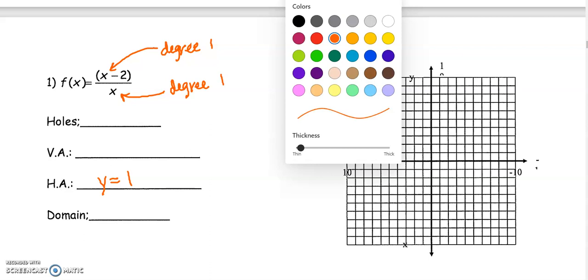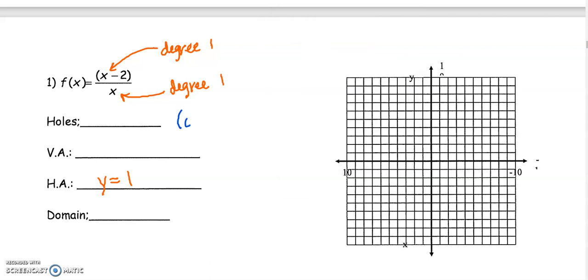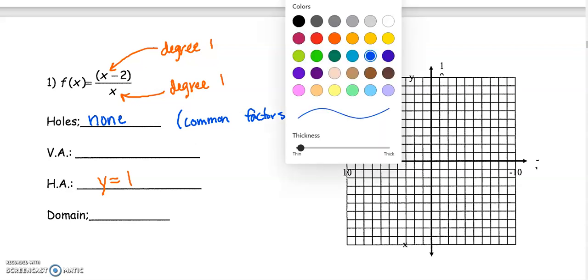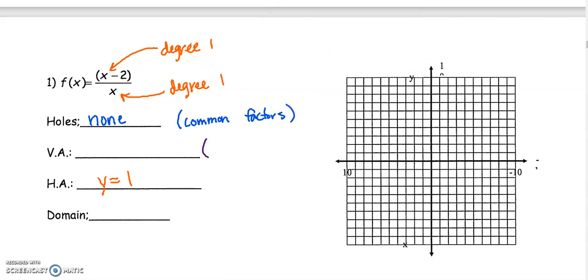So for the holes, remember we look for common factors, and there are none. X minus 2 is not x. So there are no common factors of the same exact set of parentheses on the top and the bottom. For the vertical asymptotes, we are going to set the denominator equal to 0. So x equals 0. There's no other solving that has to take place on that one.